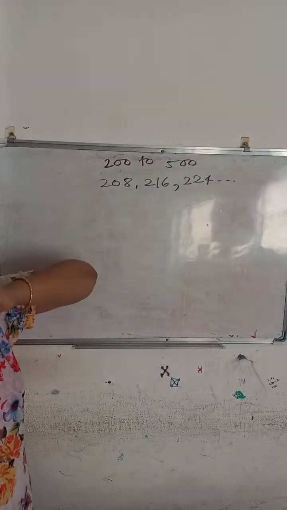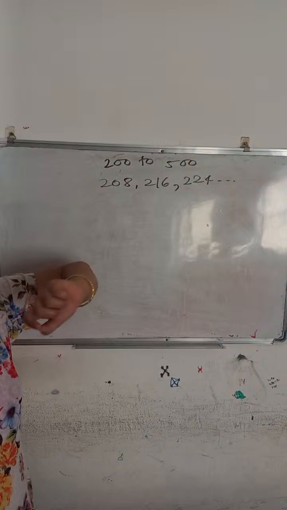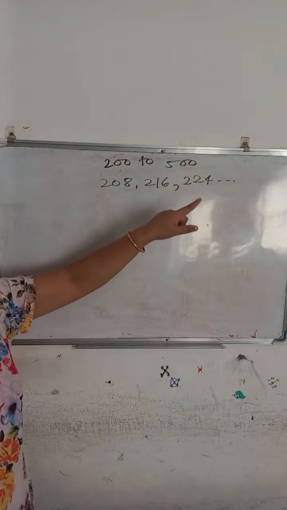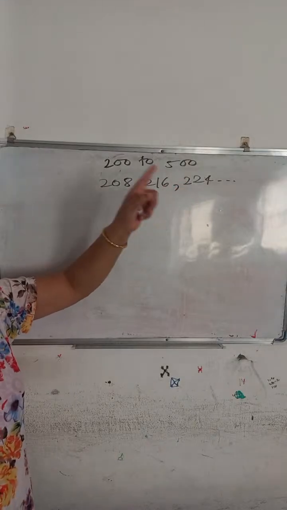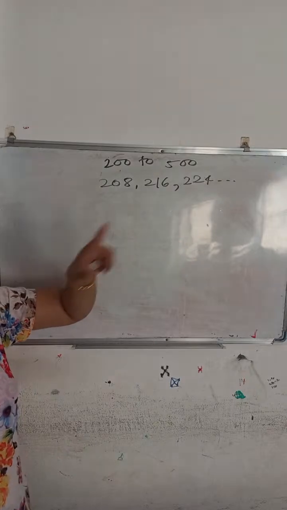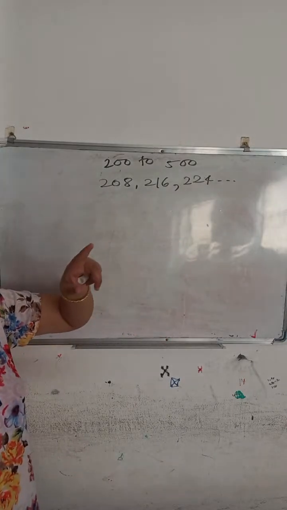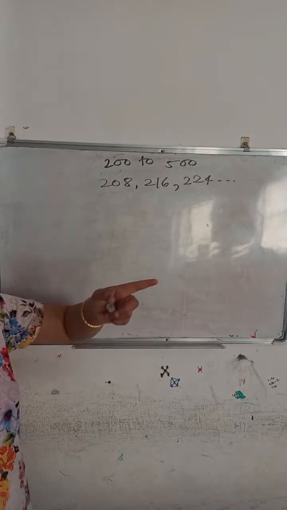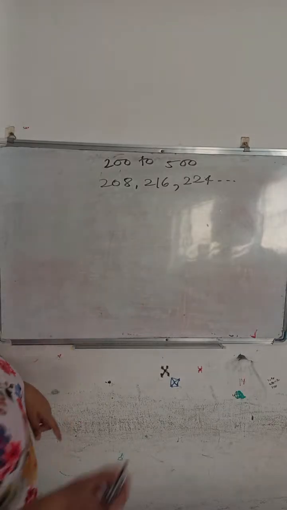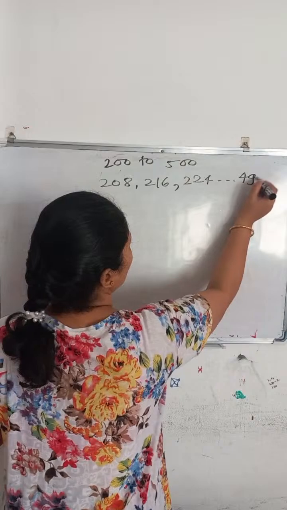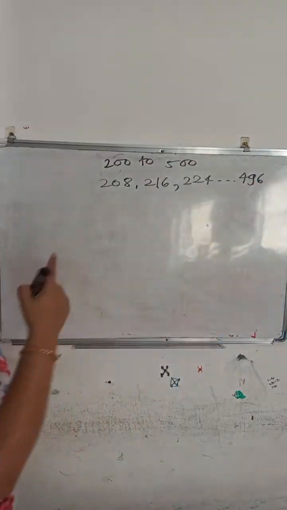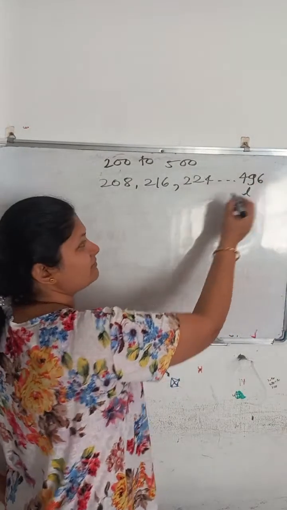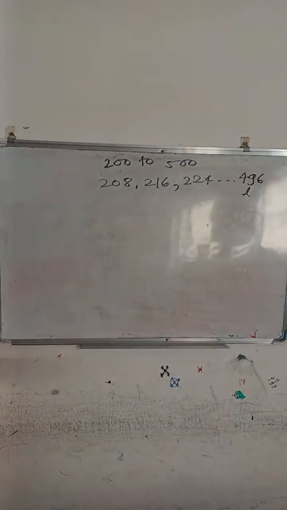Then the last number is what? 500 is not divisible, 499 is not divisible, 498 is not divisible, 497 is not divisible, but 496 is divisible. So this is what we got as the last term. Can you get how to form an AP? If the range and the clauses are given, then we can form an AP.